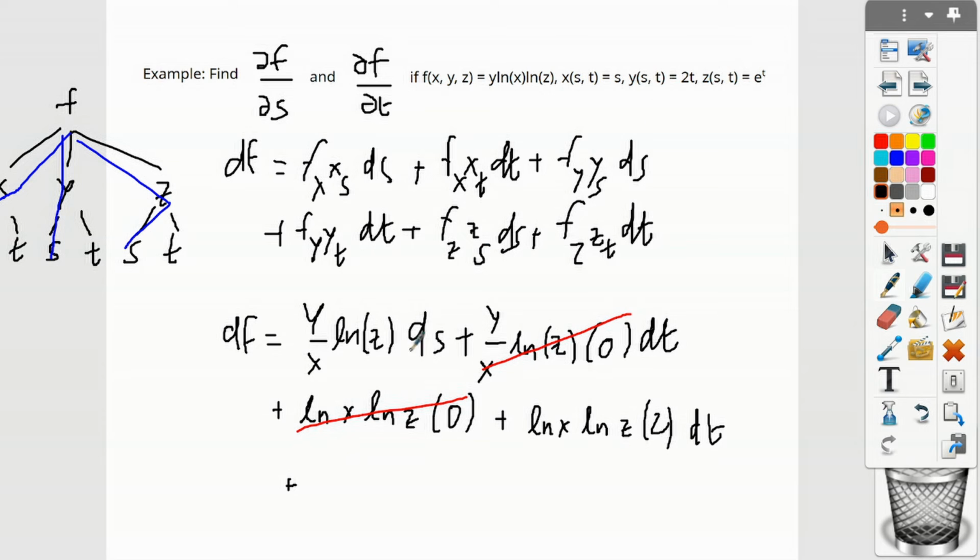Plus, now we have e to the t, so ds is going to be gone this time. Let's calculate f sub z: it is y over z ln x times 0 ds, and then plus y over z ln x times e to the t.